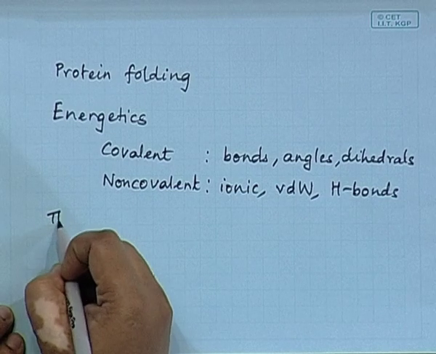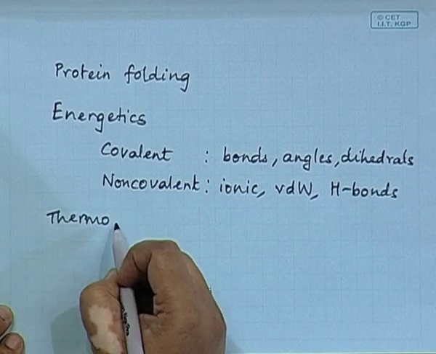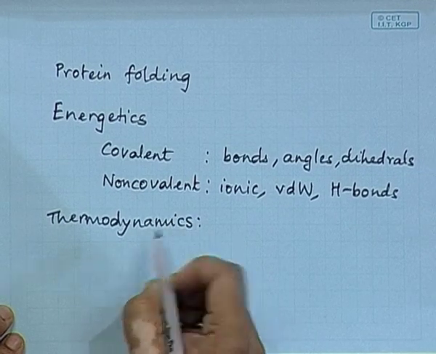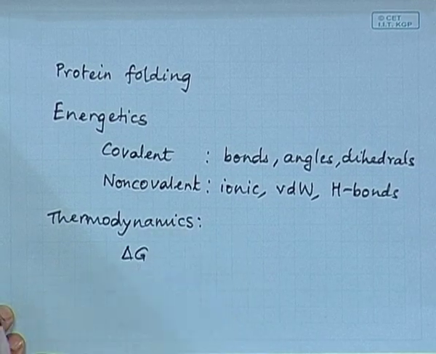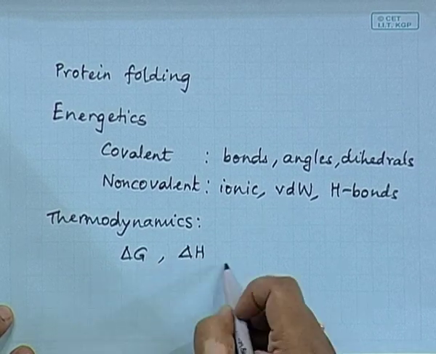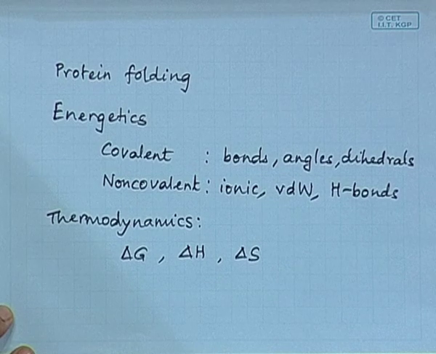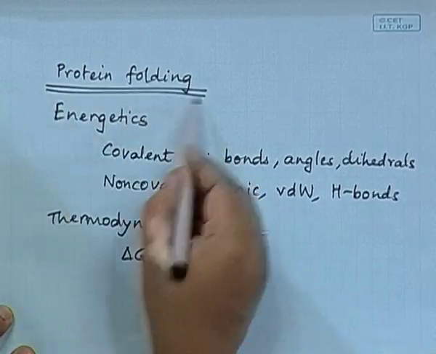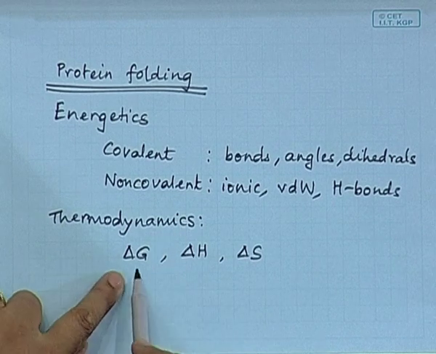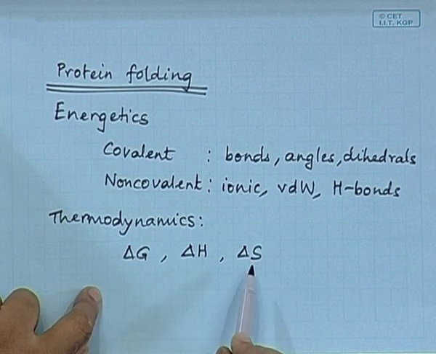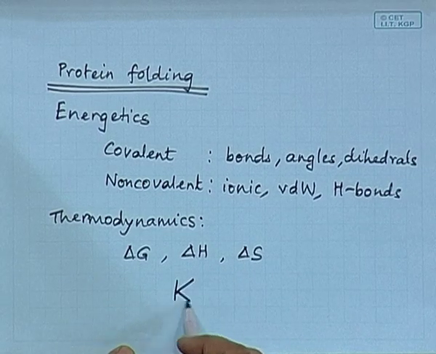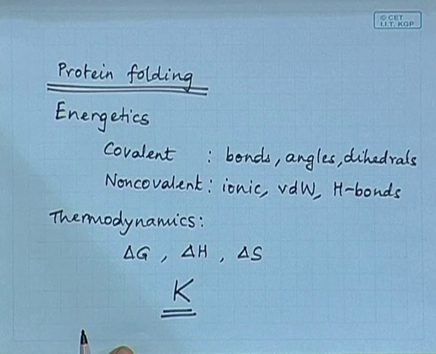Then when we consider the thermodynamics of protein folding, what do we have? We have a delta G associated with the folding, we have a delta H associated with it, we have a delta S associated with it. Okay. So, all of these fall under the purview of protein folding, where we are considering the thermodynamics, the delta G, the delta H and the delta S, and we have an equilibrium consideration here as well.